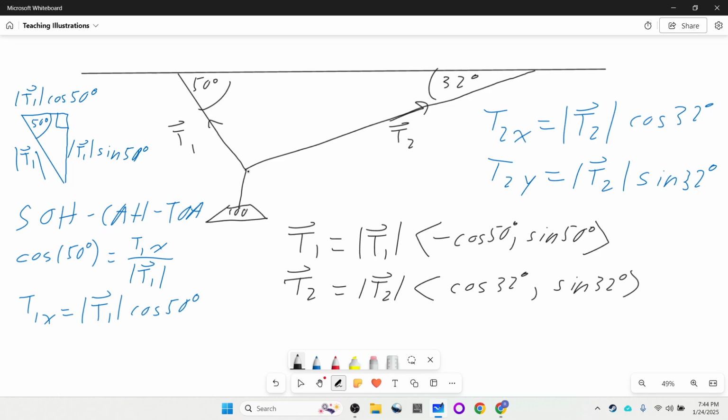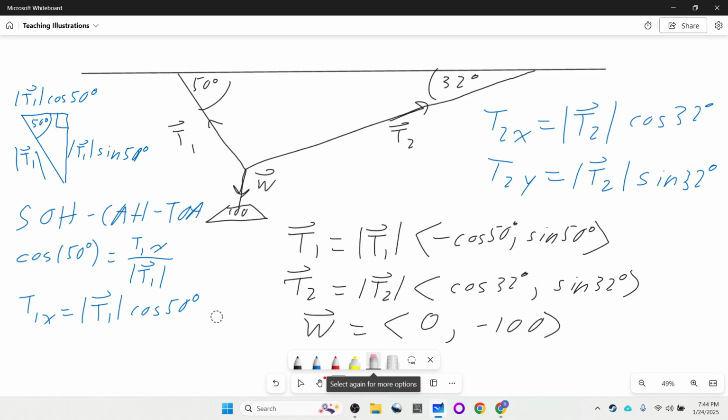And there's one other vector here, and that is this one. I'll call it W for weight. W is not moving left or right, it's pulling straight down, so it'll be 0, comma, negative 100. So those are my 3 vectors. I'm going to erase the picture now. Take a picture if you need to.